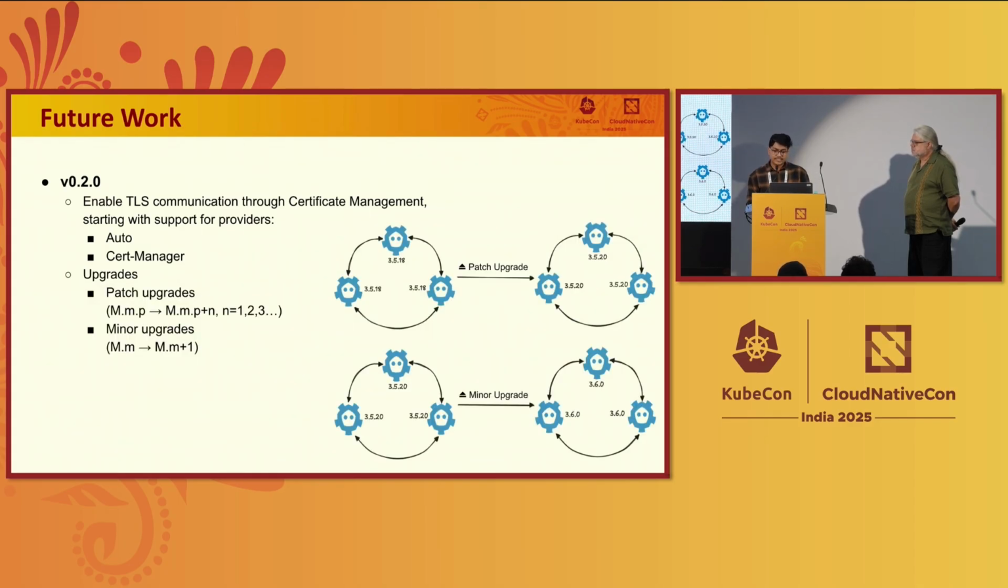Another thing is the upgrades, which I was talking about. We will be able to upgrade from one patch version of etcd to another, like 3.5.18 to 3.5.19 or 3.5.20, as well as from one minor to another, so 3.5 to 3.6, like 3.5.20 to 3.6.0, and so on. This upgrade matrix will be baked into the system so that only valid versions can be upgraded.